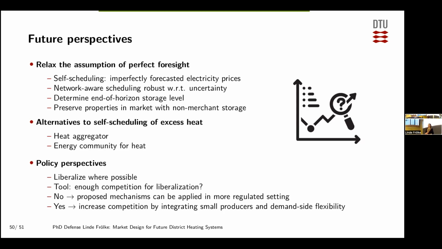Finally, from the policy perspective, we want to emphasize that district heating systems are different from electricity systems in that they are more localized, and it's not certain that liberalization will be possible for all district heating systems. So one direction for future work would be to develop some tool to determine which systems could be suitable for liberalization. If there is not enough competition for liberalization, the mechanism that we studied here could still be used in a more regulated setting. If the answer is yes, so there is a potential for enough competition, then it's important to increase competition in these systems by stimulating the integration of small producers and also activating the demand-side flexibility.